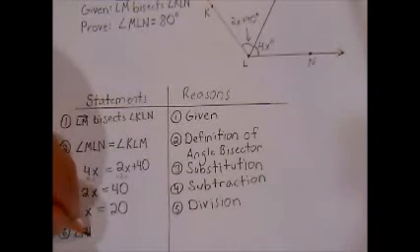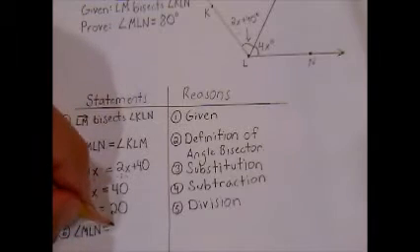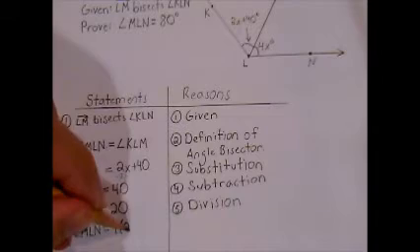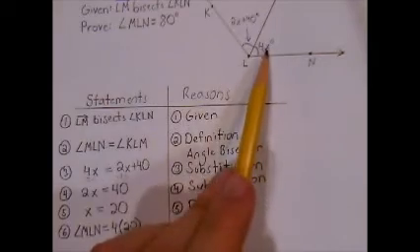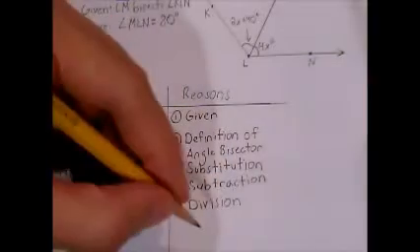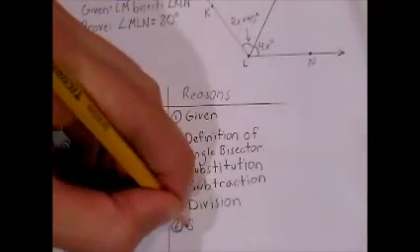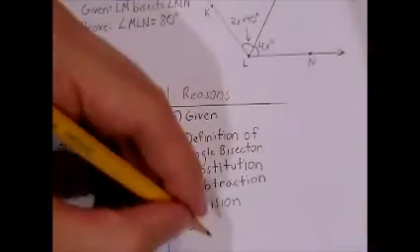Angle MLN is going to equal 4 times 20. So all I did was I took the 20 that was here and I substituted it in for the 4x over here. So as I just said, that's a substitution reason. That's why I wrote this. Remember, the reasons here are the whys.